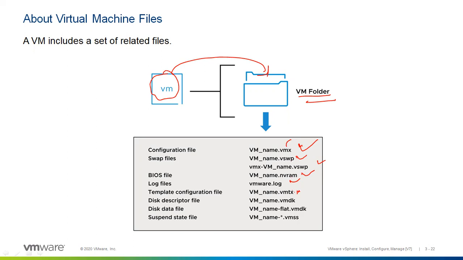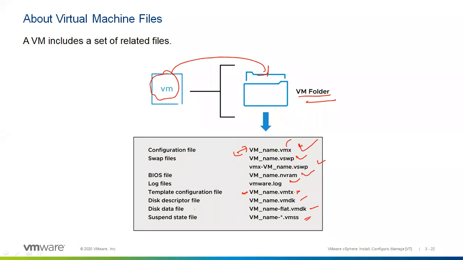Either VMX or VMTX. If it is a VM, then it is a VMX file. If it is a template, then it will be a template file. Then the disk descriptor file, which will have descriptions only. Then the data file, VMDK, and snapshot state files. If some snapshots are taken, then the snapshot state files will get created, right?